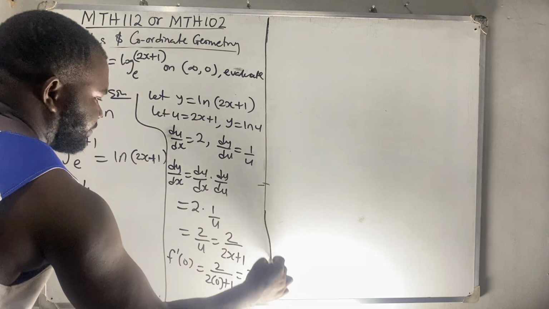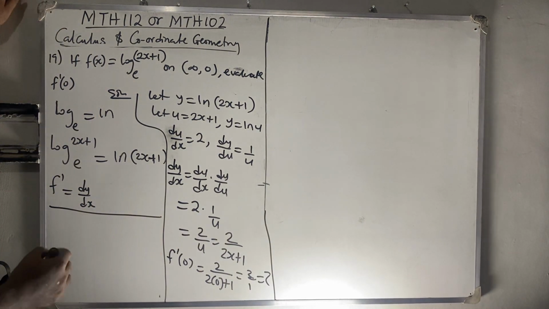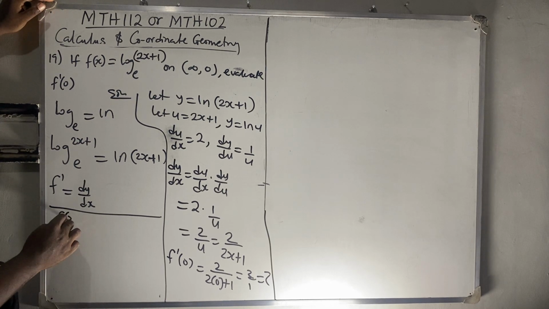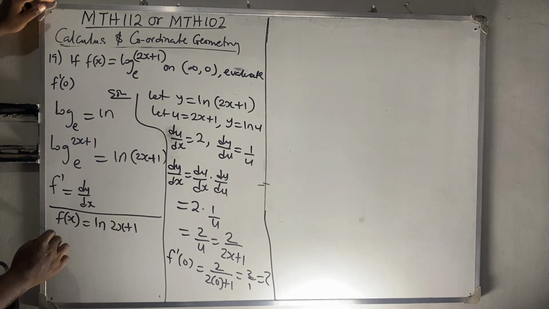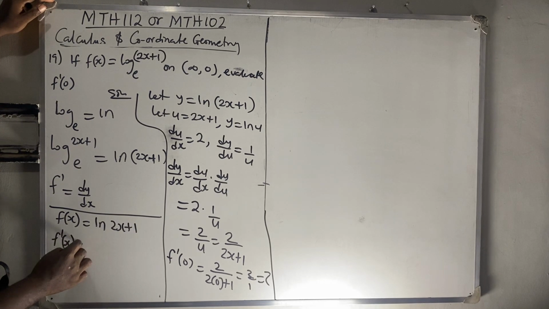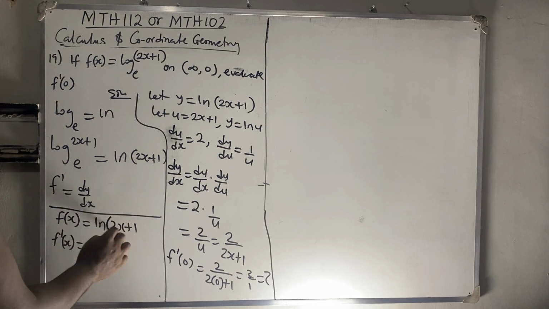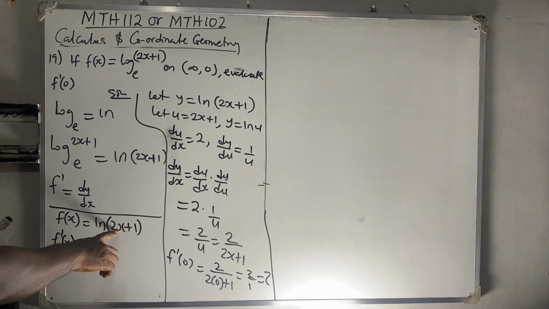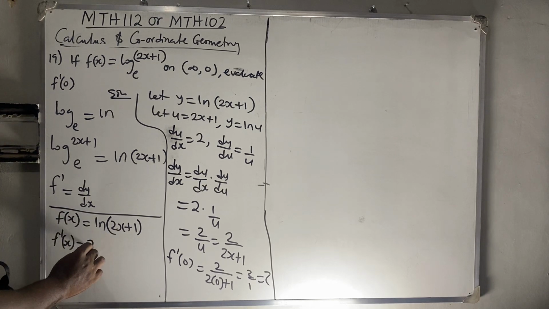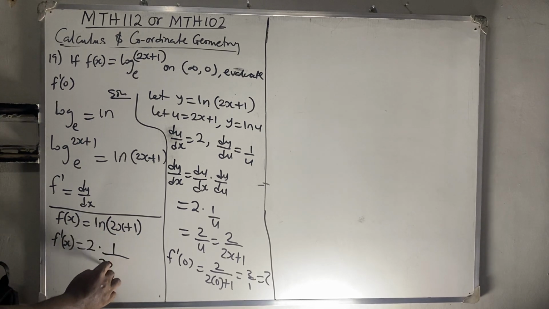Which is 2. Now, this is too long, so let me use a shortcut to solve it. I have that f of x is equal to ln(2x plus 1). So f prime of x is equal to, in the chain rule, the shortcut is simply differentiate the bracket, differentiate everything. This is the bracket. If I differentiate the bracket, 2x plus 1, I'm going to have just 2, multiplied by, differentiating ln of something means 1 over that same thing, 2x plus 1.